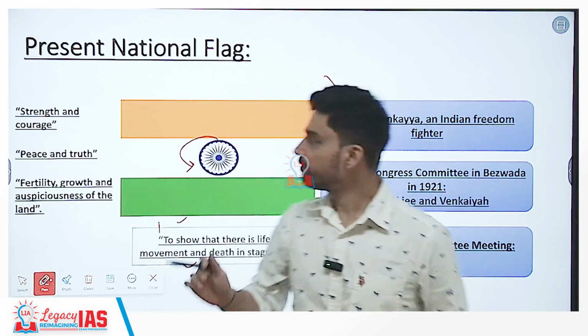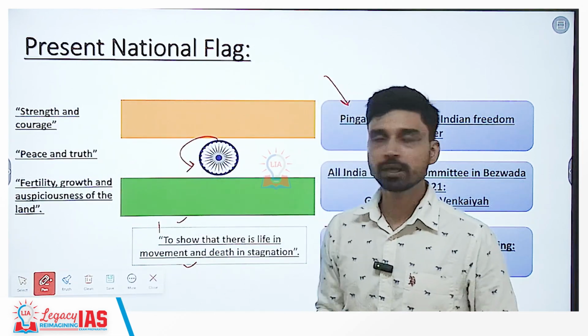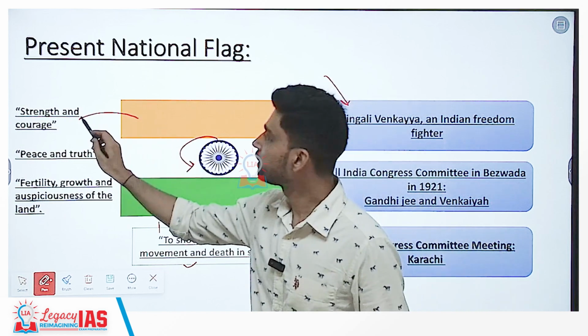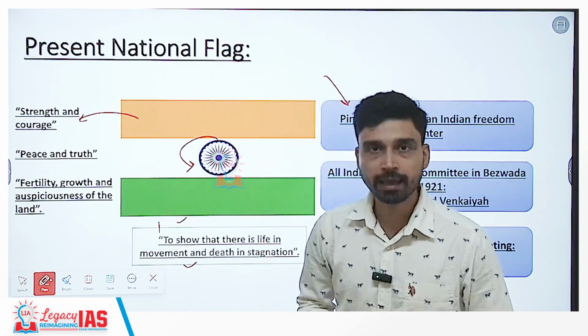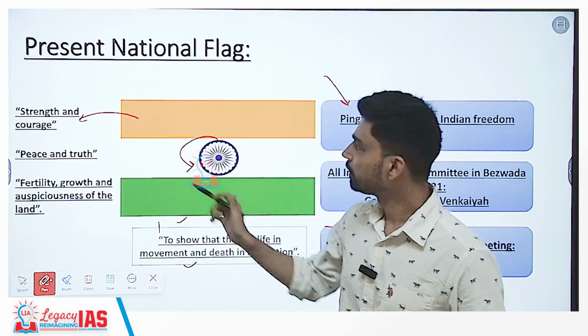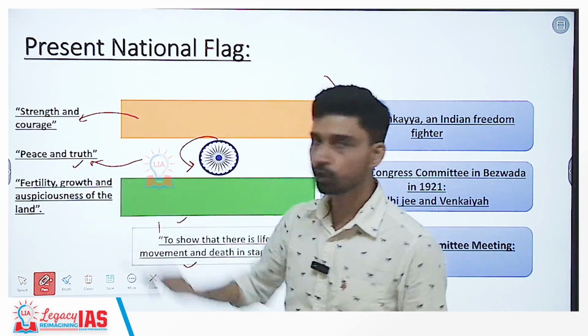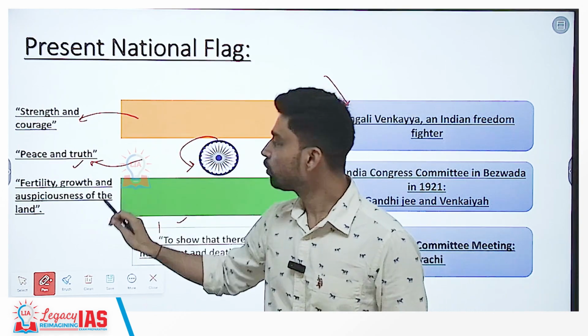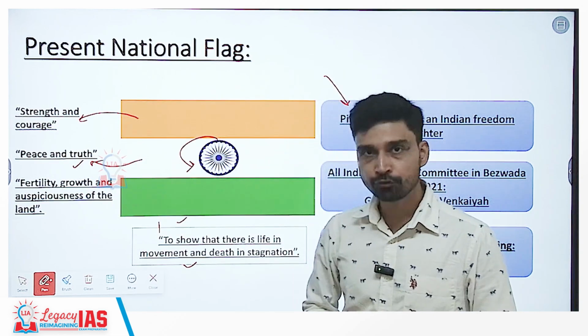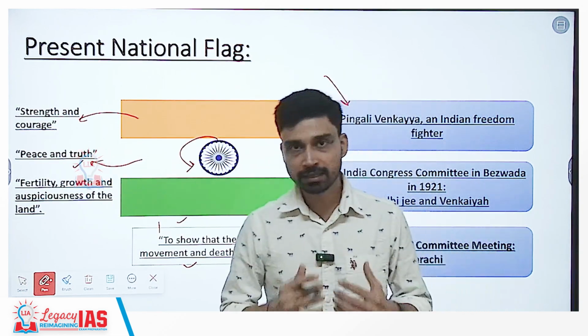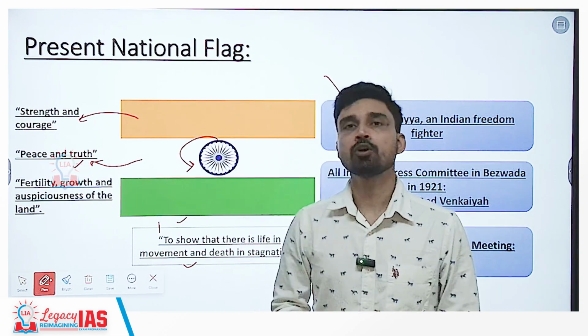If we try to decipher the other three colors of the flag, we can see here the saffron color is representing strength and courage. In the middle, we have the white color that represents peace and truth, while green represents fertility, growth, and auspiciousness of the land, representing India to be an agriculture economy largely dependent on agriculture.